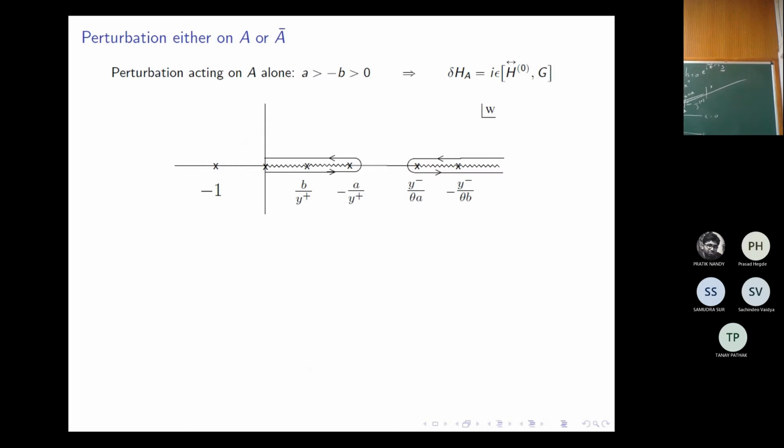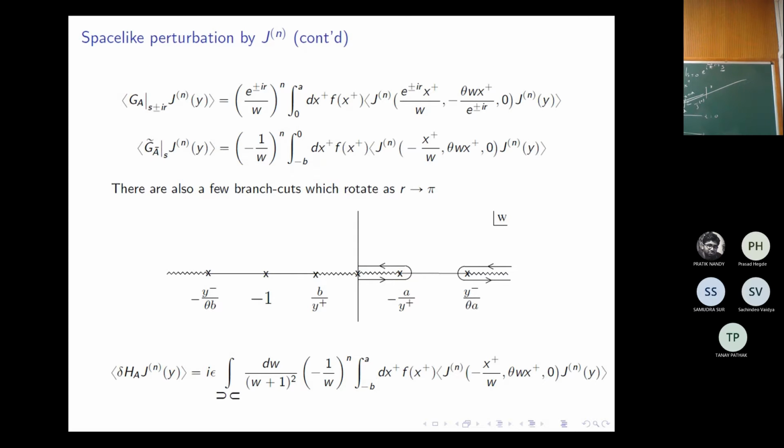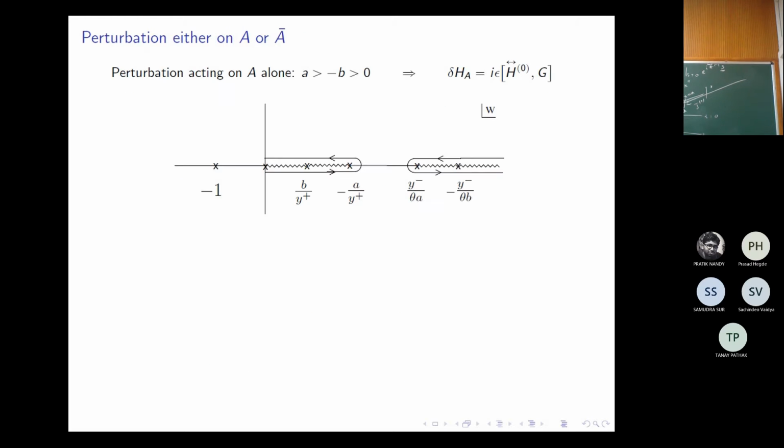And then once again, I'll very quickly show you that I get at least some meaningful results when I have perturbations purely in the A region or purely in the A bar region. So for example, if the perturbation is purely in the A region, so minus B and A both are positive, then you have a situation like this. All those branch cuts are now in this location, because this diagram I drew when B is positive and A is positive, but this diagram I'm drawing when minus B is positive. So everything is on this side.